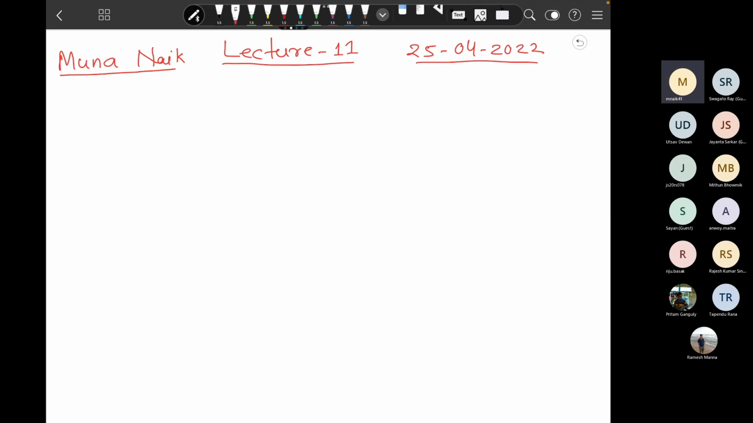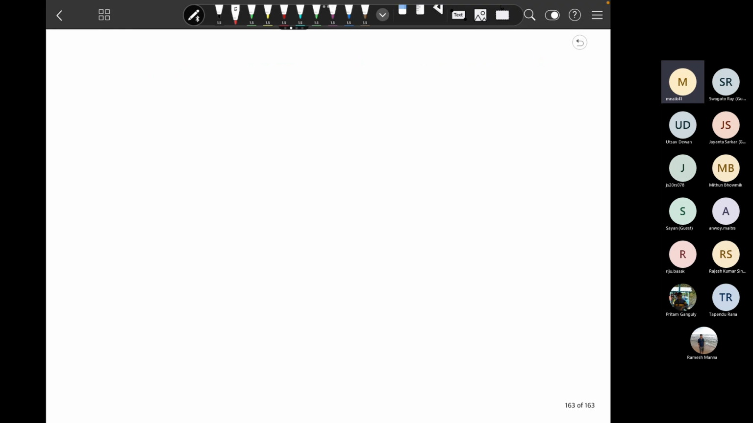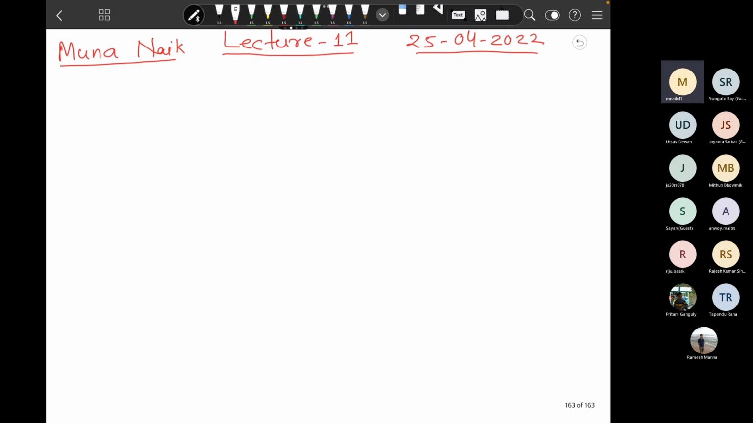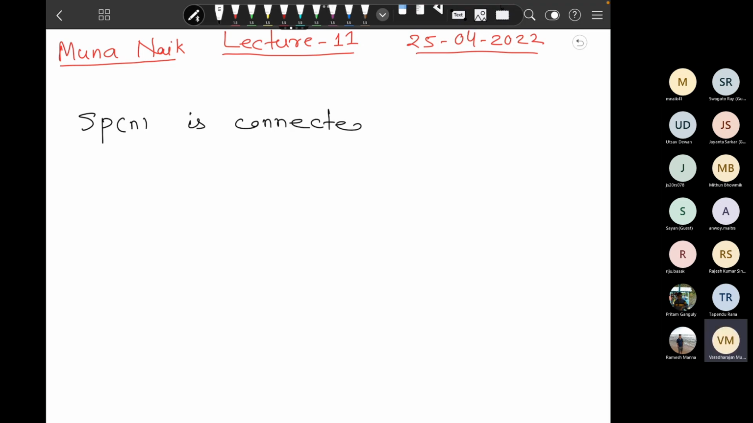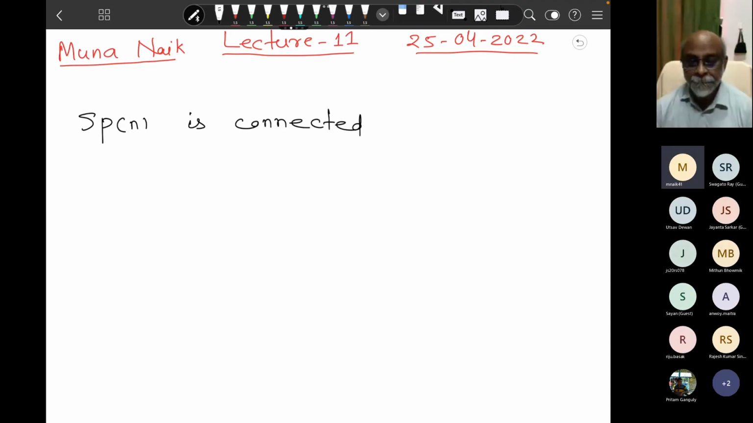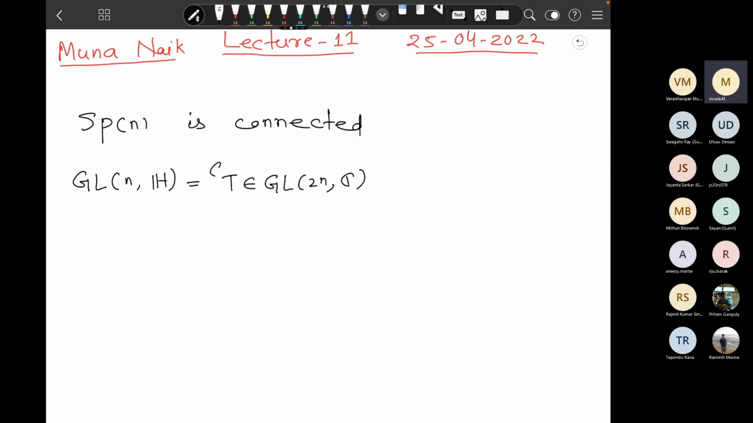Okay, so welcome back to lecture 11 on Riemannian symmetric space. In the last lecture we have seen that SPN is really connected. And we have also defined GLNH: this was T belongs to GL2N(C) so that Tj is equal to J bar T.